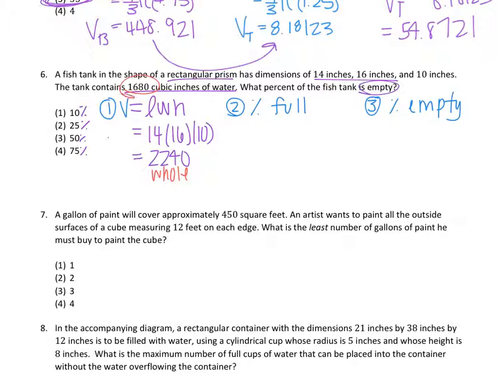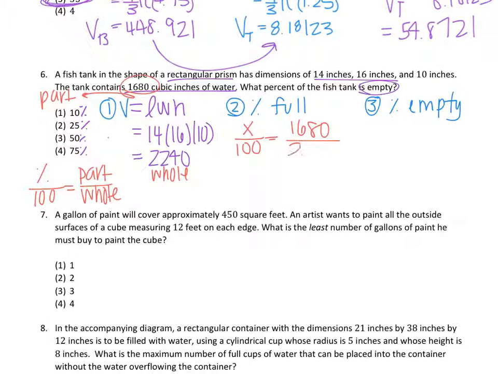The part that it's filled up with is the part. Remember, we talked about a formula on the front of our reference sheet that said percent out of 100 equals part over whole. We're going to find the part that's full by using part and whole, or the percent that's full rather, and then subtract from 100 in the end to find out the percent that's empty. So we have x over 100, because we don't know the percent, equals the part 1680 over the whole 2240. Go ahead and solve for x by cross multiplying.